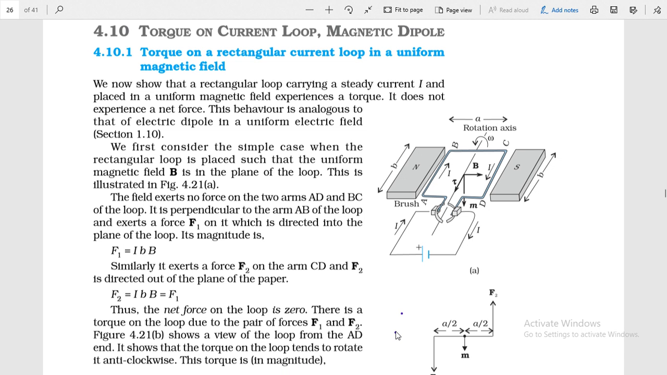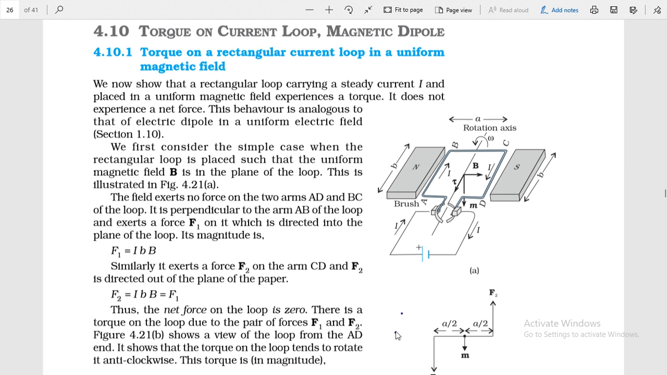Students, in previous classes we have completed the topic Ampere's circuital law, then applications of Ampere's circuital law. There were two applications: first, magnetic field due to a solenoid, and then magnetic field due to a toroid, and after that we completed the usage of toroid and solenoid. After that, in the last session we completed the force between two current carrying infinite long parallel conductors, and then we were able to define ampere.